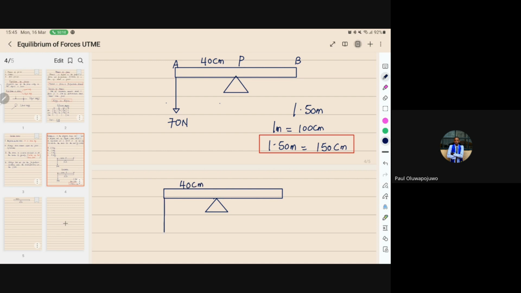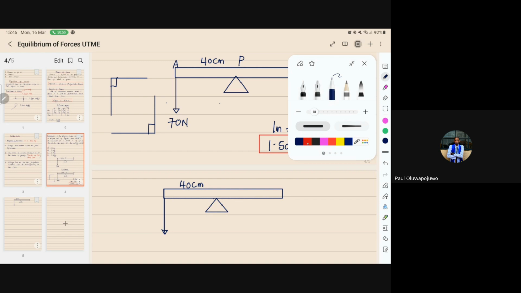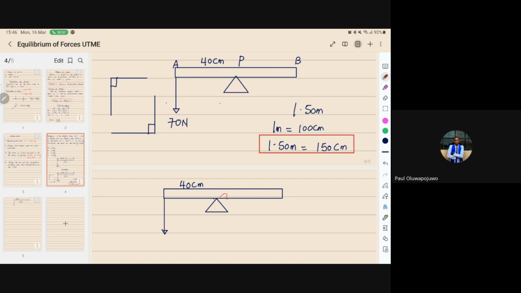I don't know if I explained what I mean by perpendicular. When you have a line like this, and there's another line this way, forming 90 degrees, it means that the two lines are perpendicular. The lines must be perpendicular for you to get your moment. If they are not perpendicular, you cannot do that. This force is perpendicular to this line, so I just have to multiply the distance because I'm taking the moment about the fulcrum.